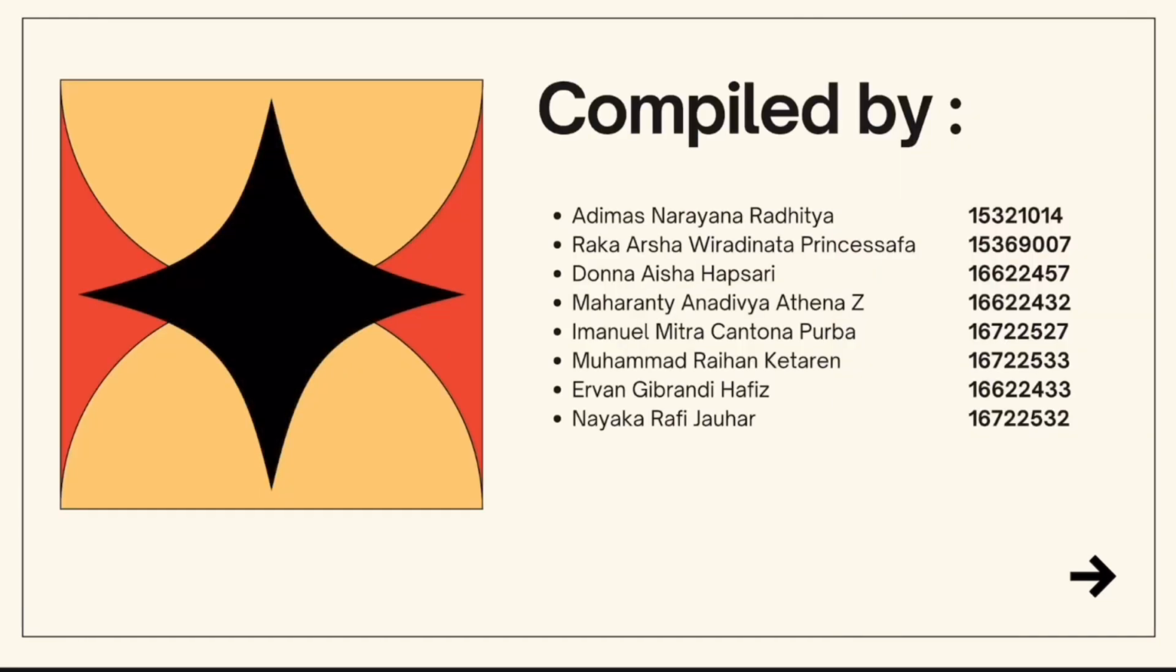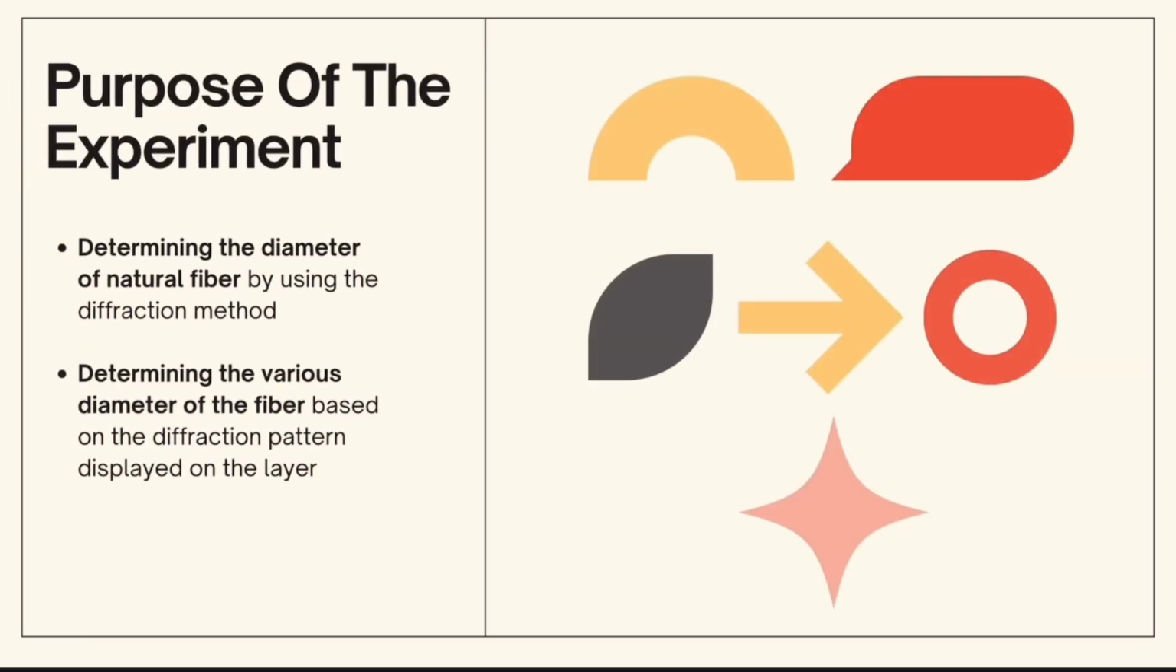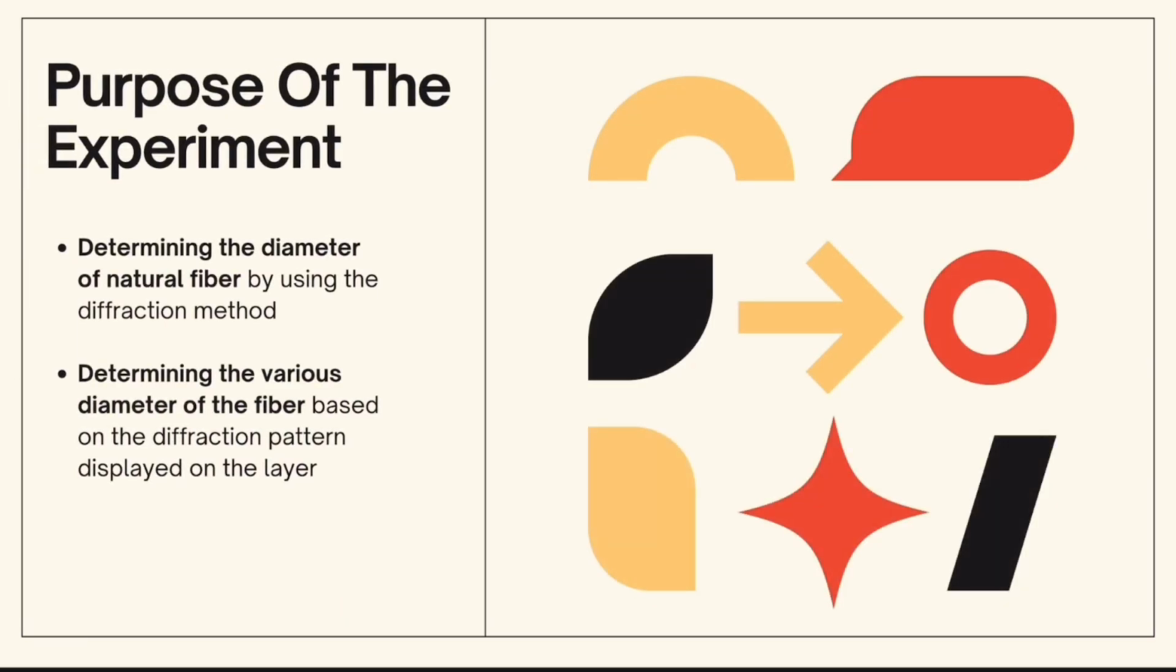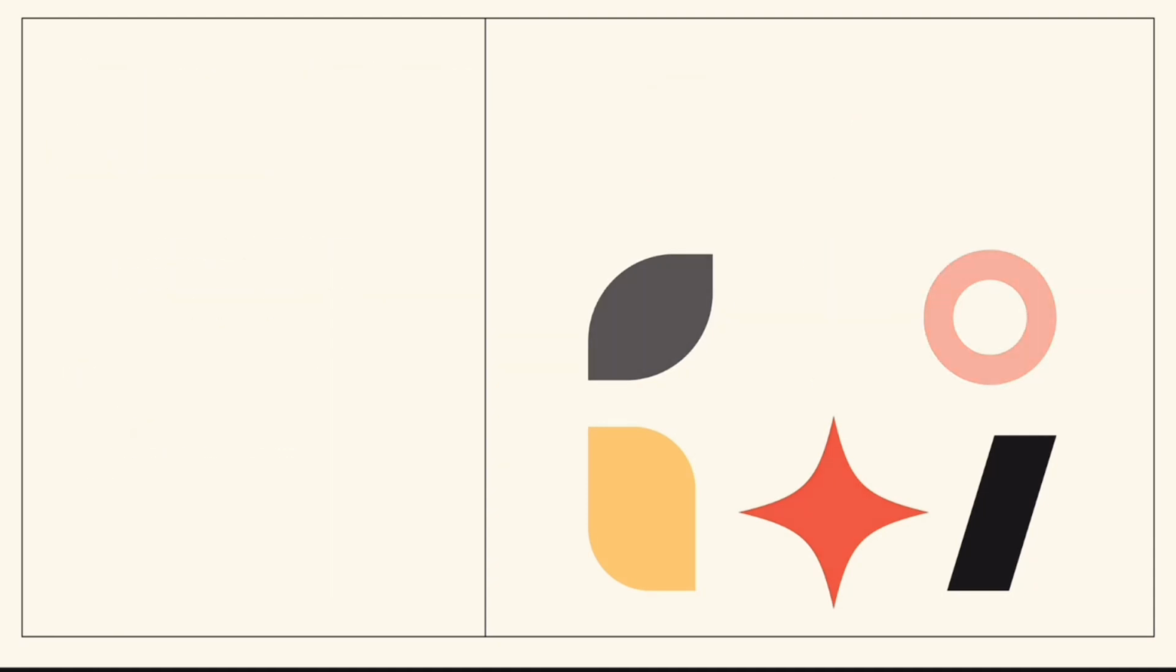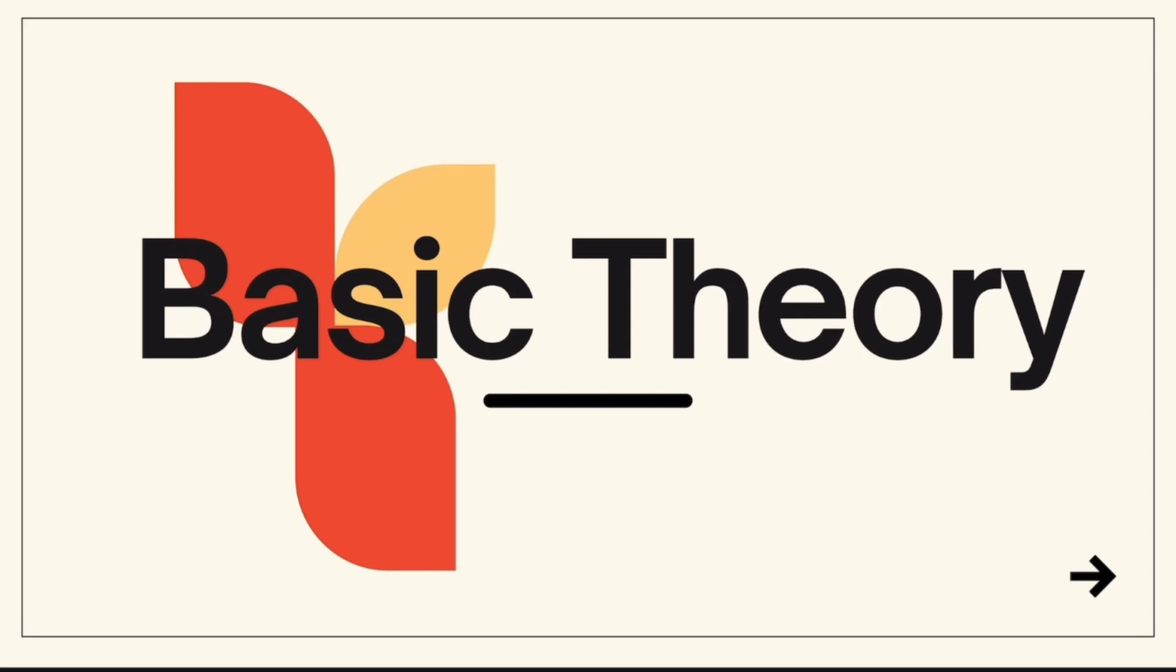This is our group. First, we are going to talk about the purpose of the experiment: determining the diameter of natural fiber by using the diffraction method, determining the various diameter of the fiber based on the diffraction pattern displayed on the layer. Now we have the basic theory.